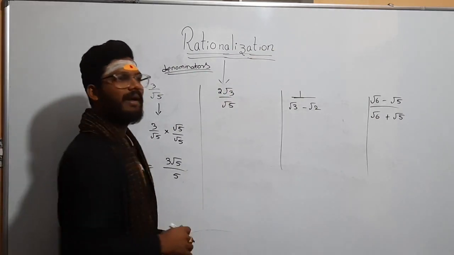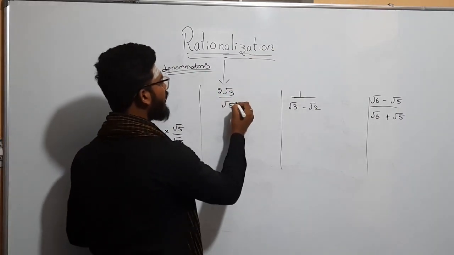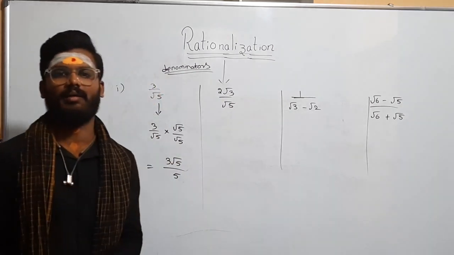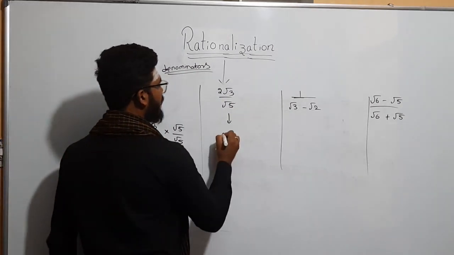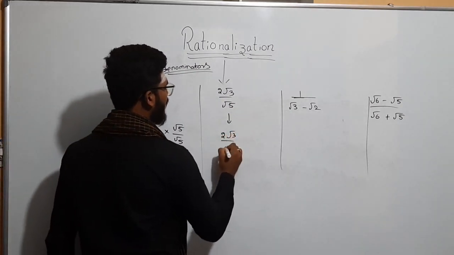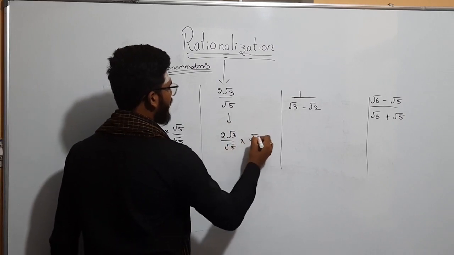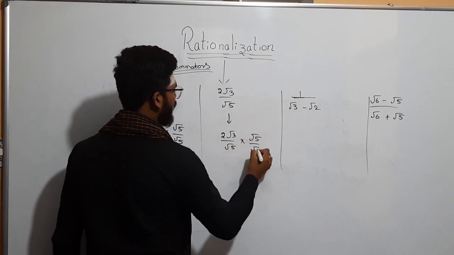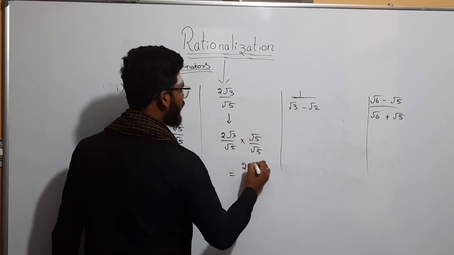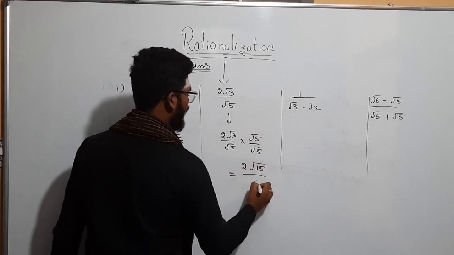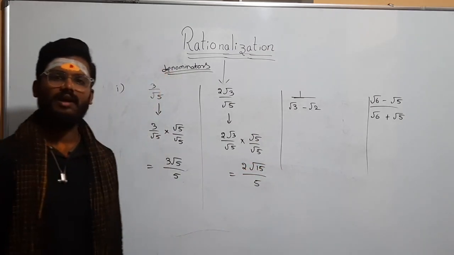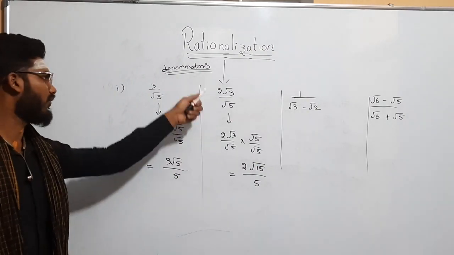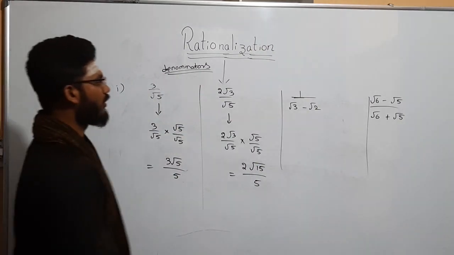Next, 2 root 3 by root 5. So again, here we have to rationalize only the denominator. So again, multiplying with the rationalizing factor of root 5 and dividing root 5 by root 5. So we will get 2 into root 3 into root 5, it is root 15 by 5. So this is the rationalization for 2 root 3 by root 5.